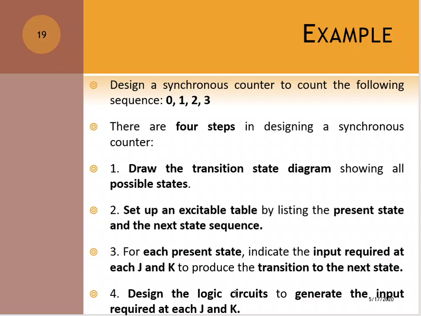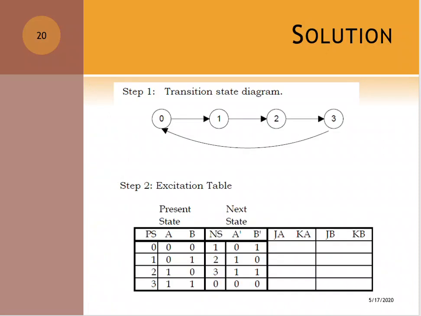And then fourth one, design the logic circuit to generate the input required at each JK. Okay, so let's proceed with the example so it will be clearer for you. For this one, we want to design a synchronous counter which can count 0, 1, 2, 3, 0, 1, 2, 3. So first we draw the state transition diagram. 0 to 1, 1 to 2, 2 to 3, 3 to 0, and so on. The pattern will be repeated.